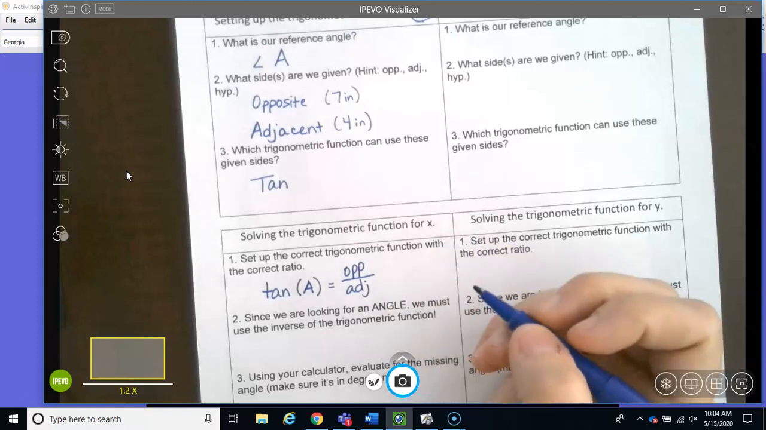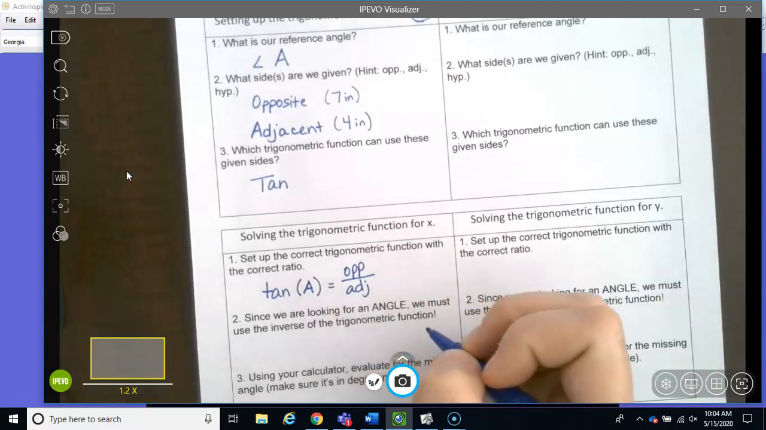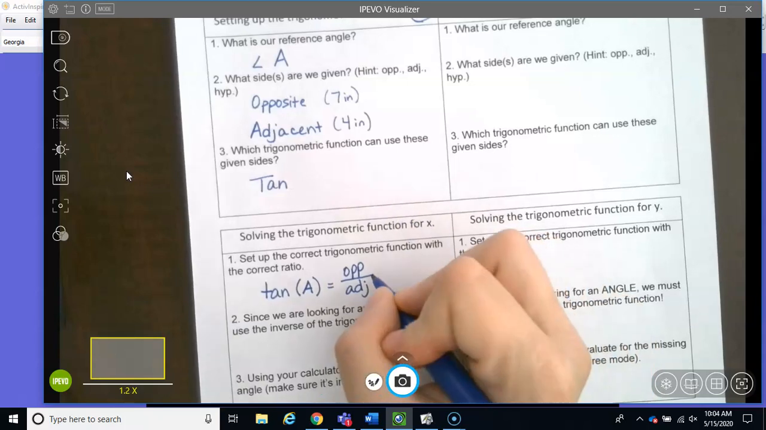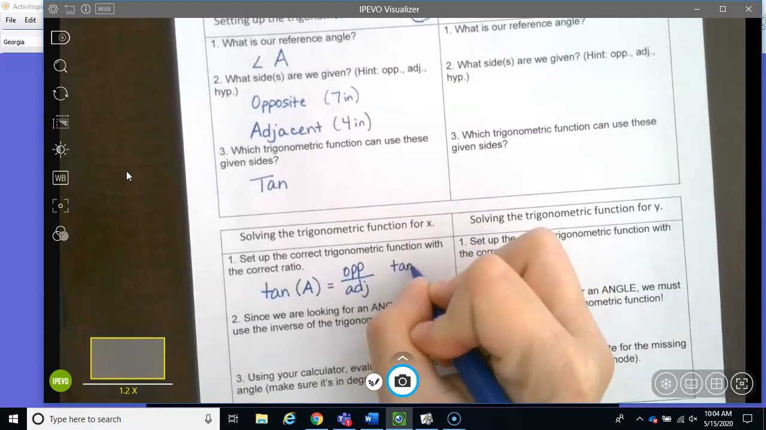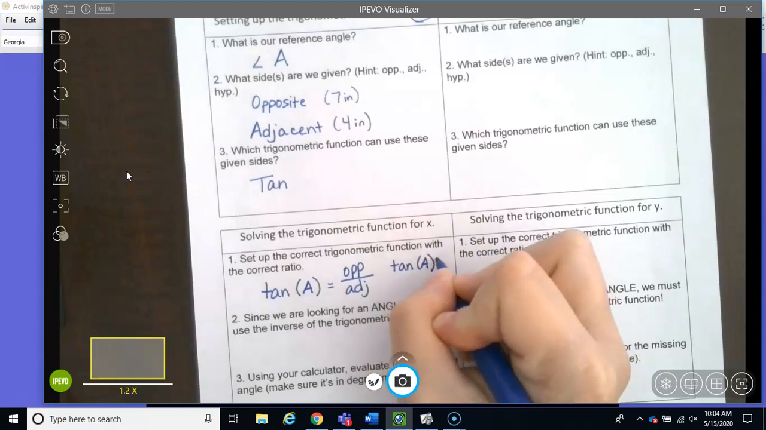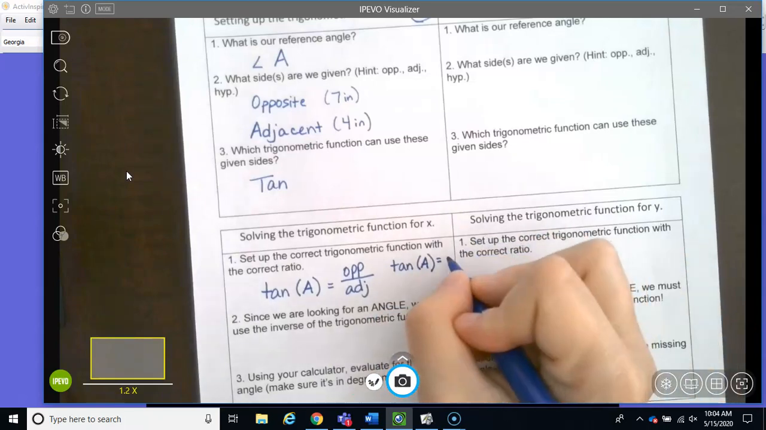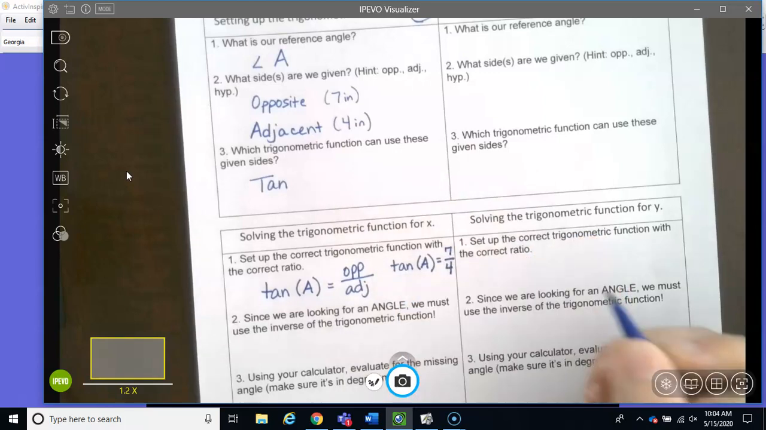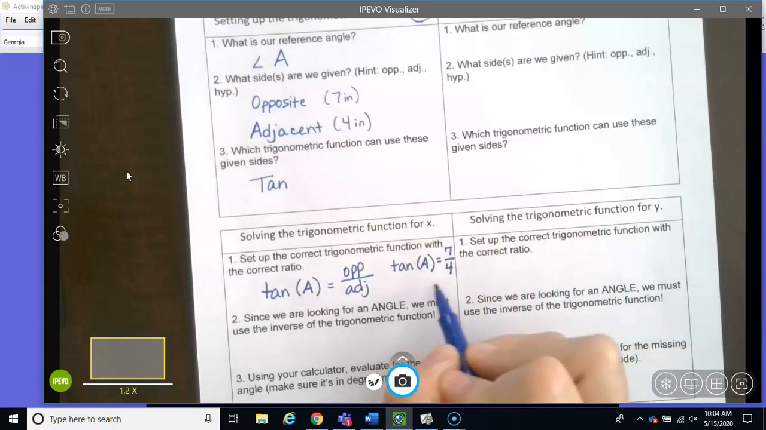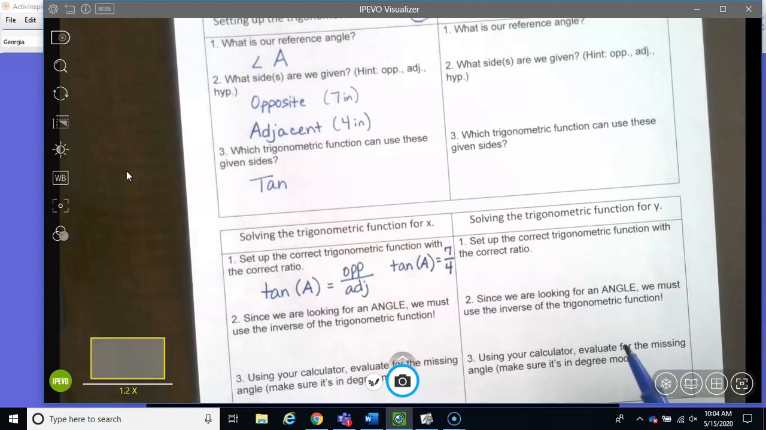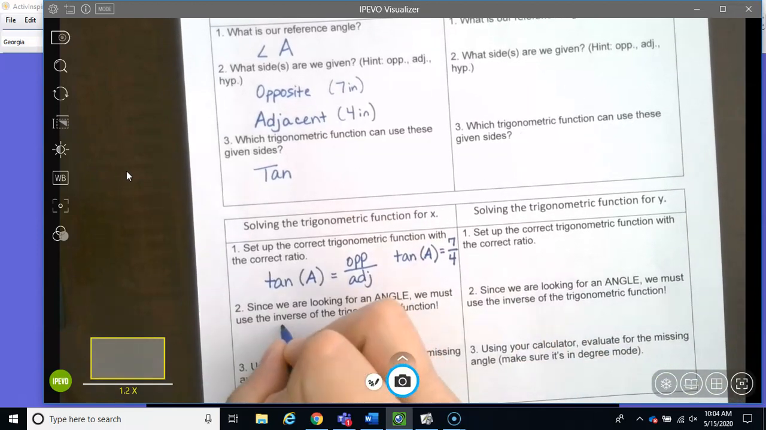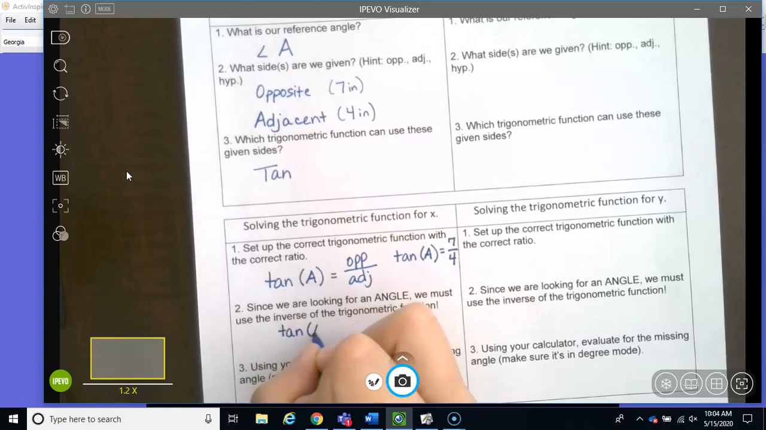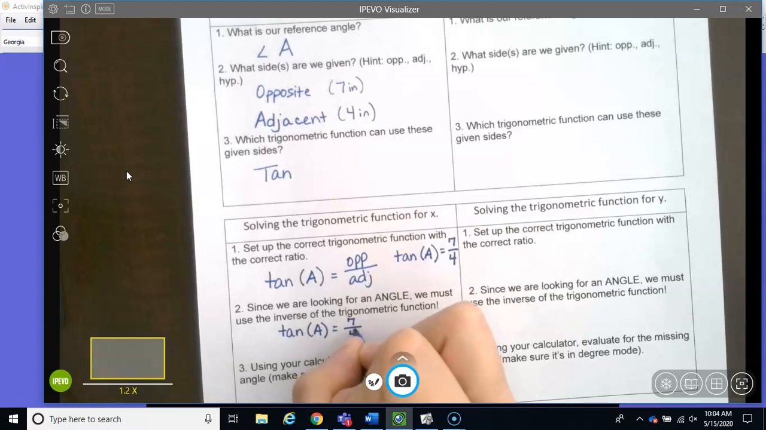And since we know those sides, I'm just trying to read ahead. Since we are looking for an angle, we must use the inverse. Okay, so since we know those sides, I'm going to go ahead and rewrite it. It's tangent of A equals opposite over adjacent, so 7 over 4. This is our trigonometric function. So now that we have tangent of A, I'm going to go ahead and write it again here, is equal to 7/4.